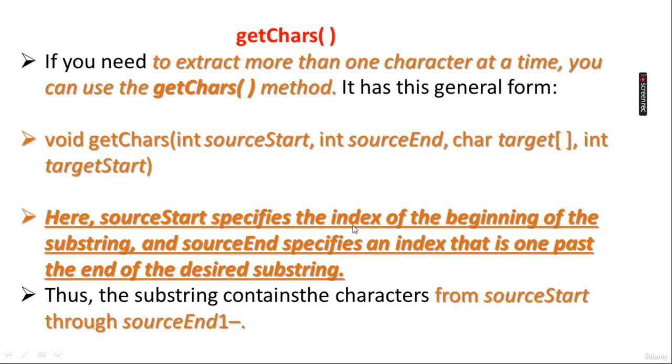One past. Okay, so one location is already added. Thus the substring contains the characters from source start to source end minus 1. For example, if there are 5 characters, it will be 0 to 4. If there are 10 characters, it will be 0 to 9. If there are 15 characters, it will be 0 to 14. So it will be from source start through source end minus 1.